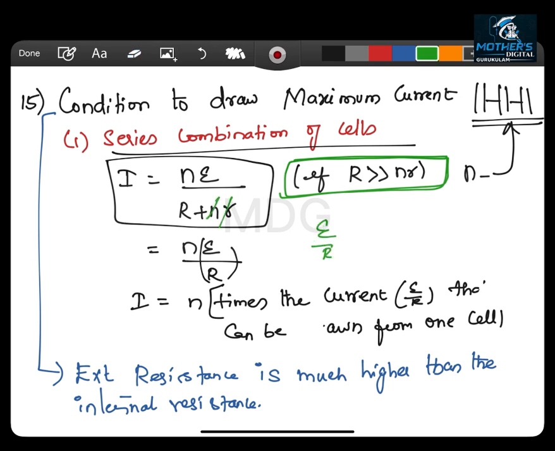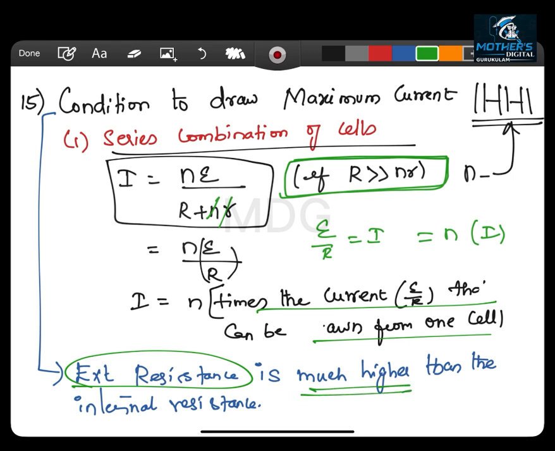What is epsilon by R? It is the current. So it is N times the current drawn from a single cell. So the condition to draw the maximum current if the cells are connected in series is the external resistance should be much higher than the total internal resistance.